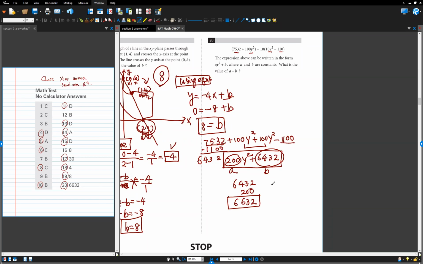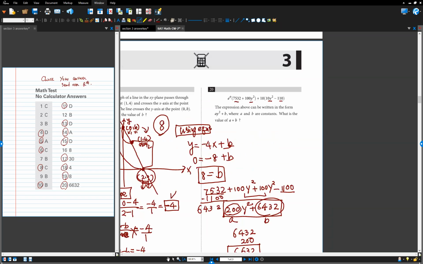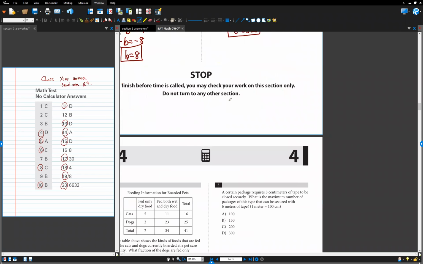Number 20. Okay, it's a little boring when you have big numbers, but it's the same thing. Just simplify between the like terms. All right, that is number 20. Any questions about this? Is it okay? All right.